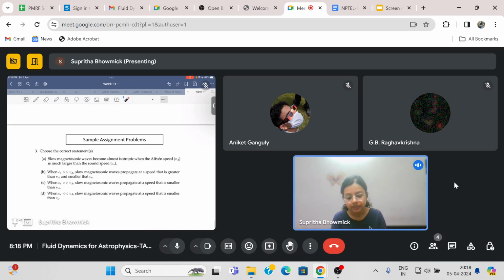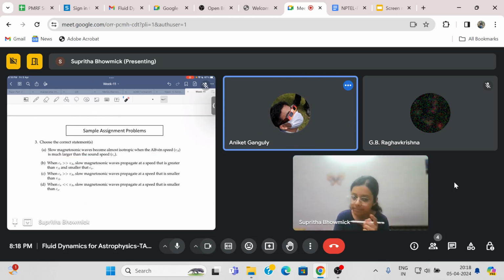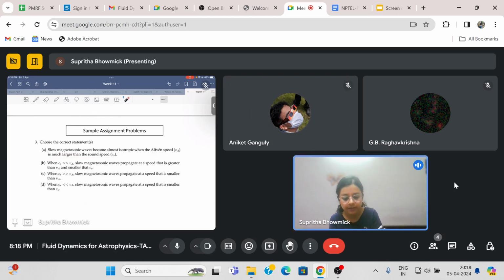Okay. We have to once again choose the correct options. Slow magnetosonic waves become almost isotropic when the Alfvén speed is much larger than the sound speed. No, that is true for fast magnetosonic waves. In fact, fast magnetosonic waves become almost isotropic no matter what. We just saw that they become isotropic no matter what VA and CS are. So this is not correct.